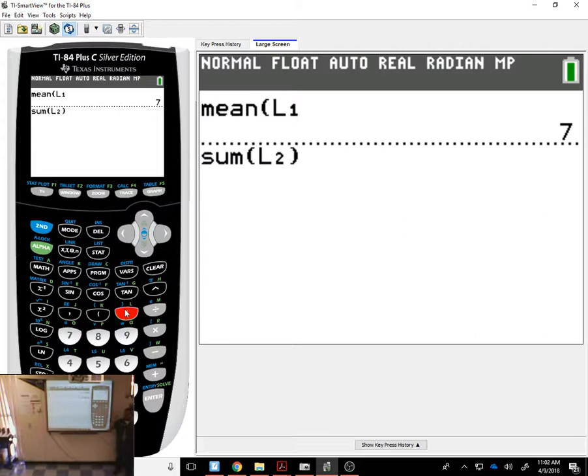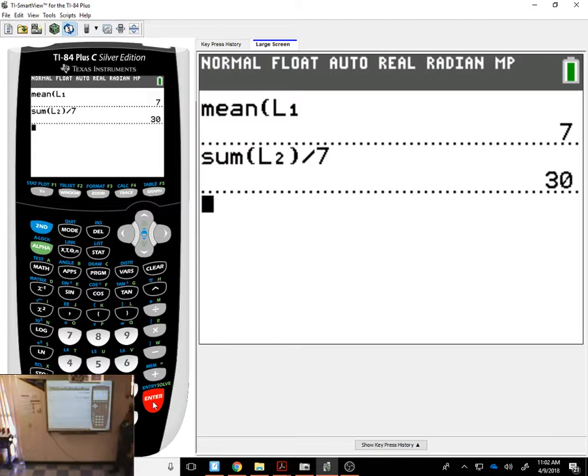I also need to divide by how many numbers there are, don't I? I can do that right now too. So I'm going to divide by n. What was n again? 7. So I put a 7 in there. Push enter. What number is this? This is variance.